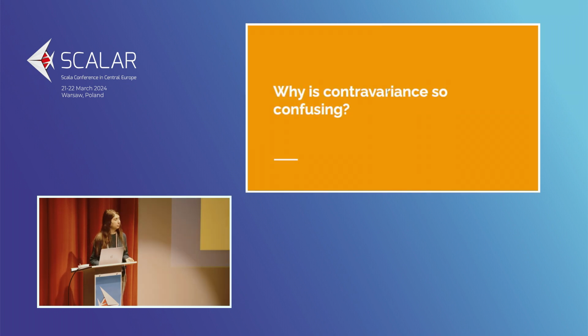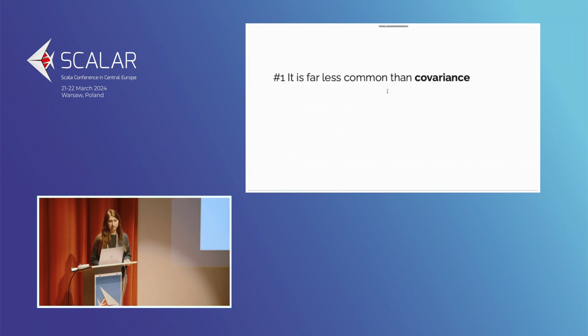So why is contravariance so confusing? What's so special about it? Because we saw it seems pretty straightforward. I have a couple of hypotheses here, but yeah, if you have more ideas, very curious to hear them.